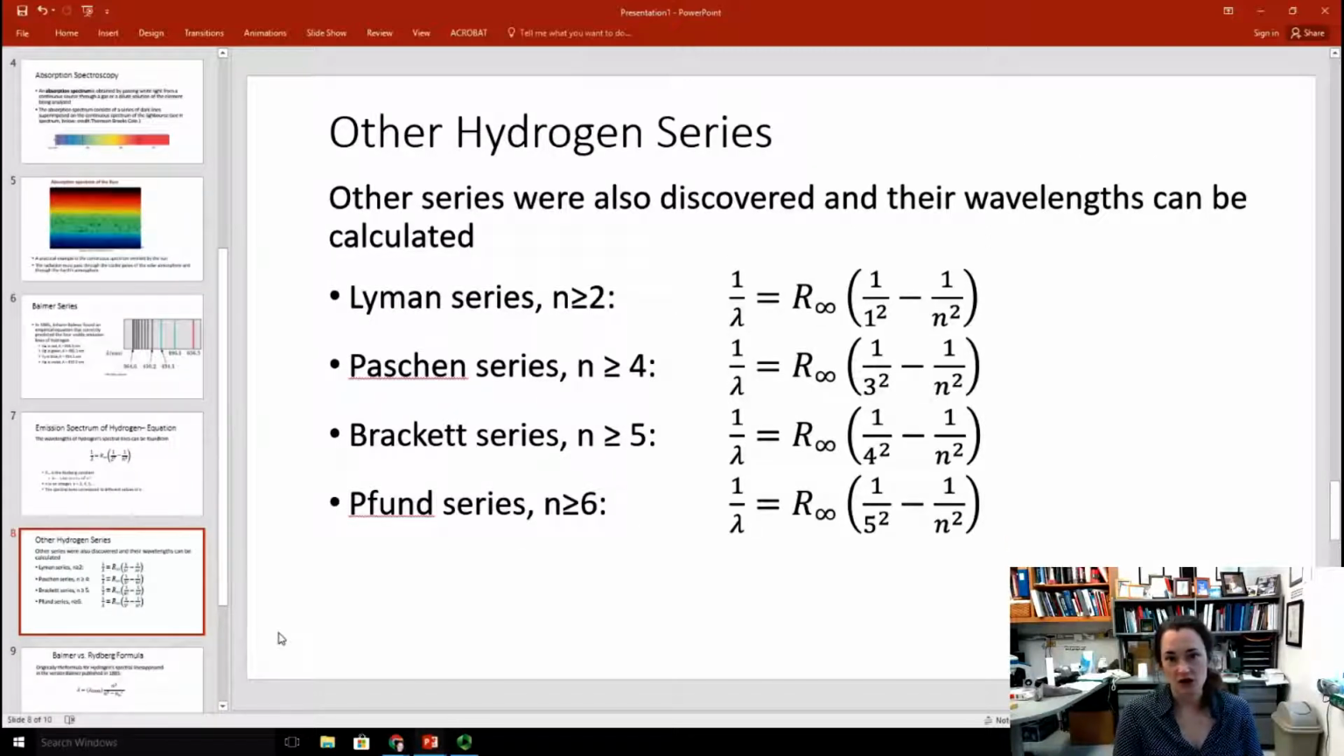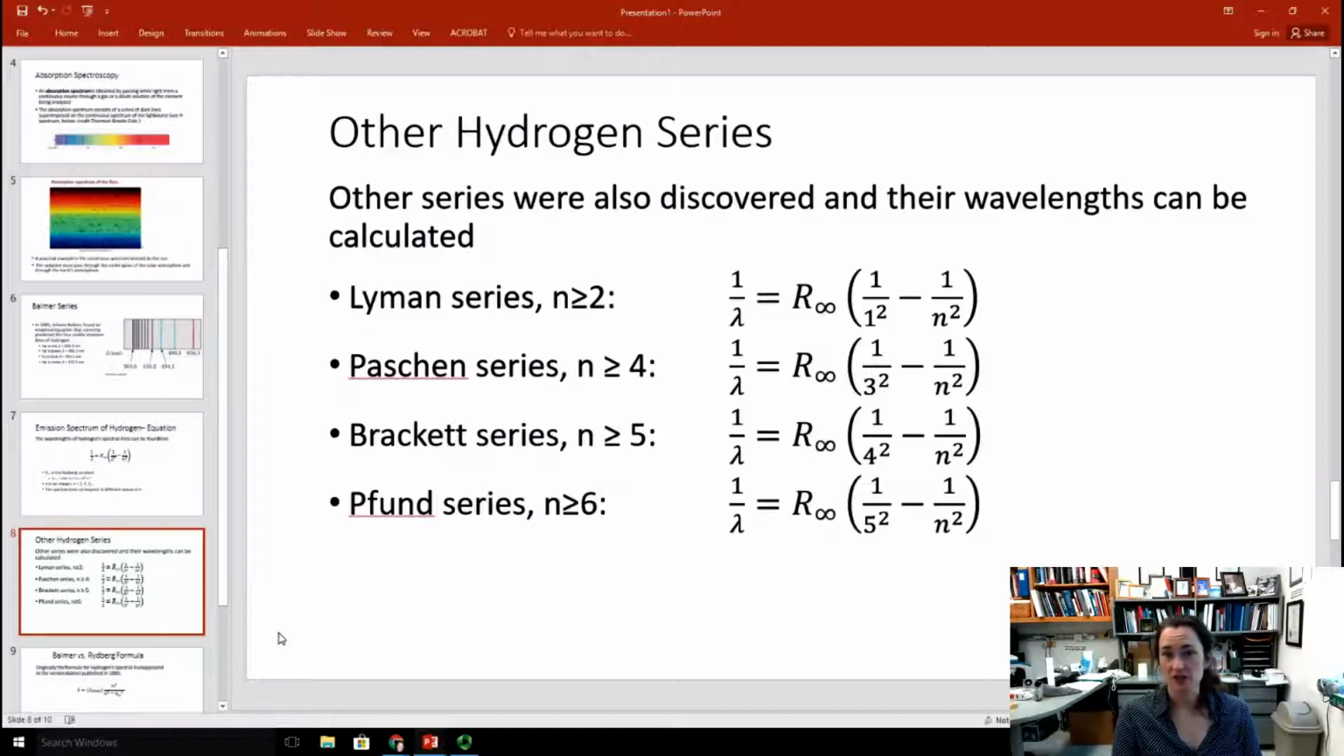Now other series were also documented by other gentlemen. The Lyman series is the ultraviolet portion of the hydrogen spectrum, and then within the infrared, you get three different series: the Paschen, the Brackett, and the Pfund. They are also fit to a very similar looking equation as the Balmer series. 1 over lambda is equal to the Rydberg constant times, for the Lyman series, (1 over 1 squared minus 1 over n squared). All you do to change where in the continuous spectrum it's located, either the infrared, the UV, or the visible, is change that first number within the parentheses.